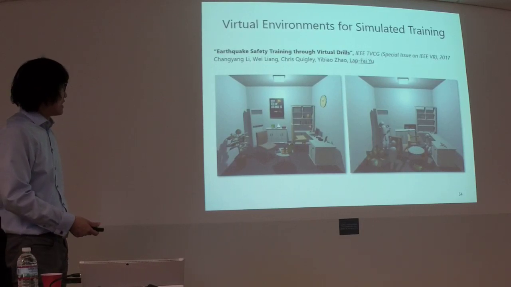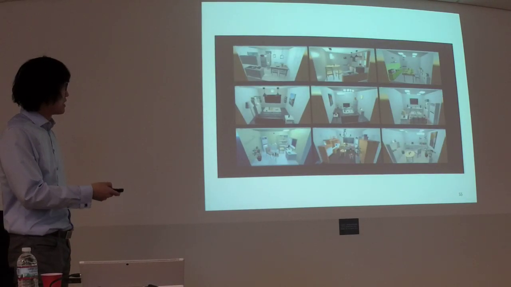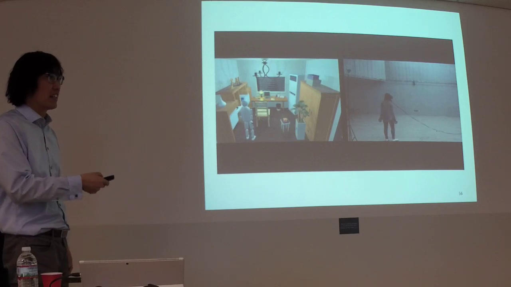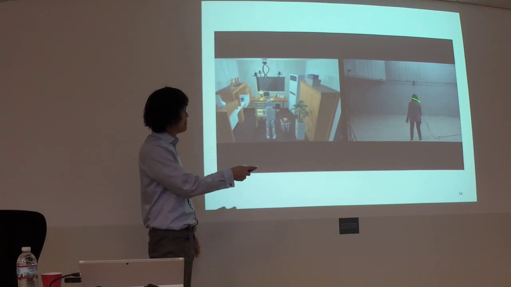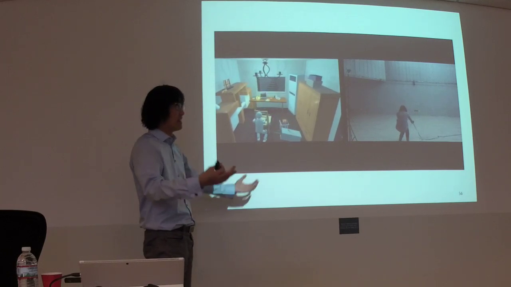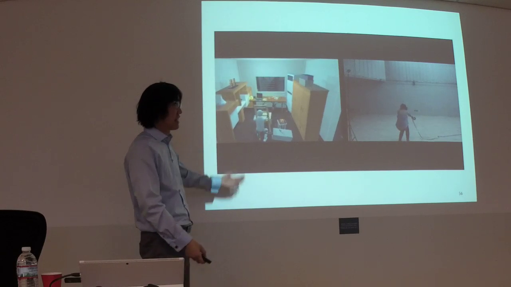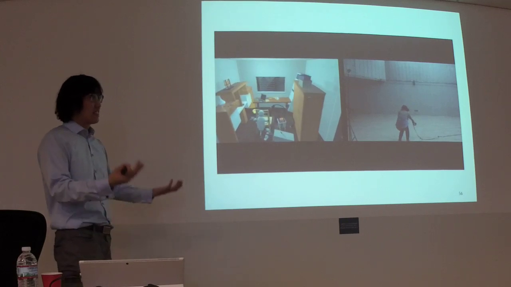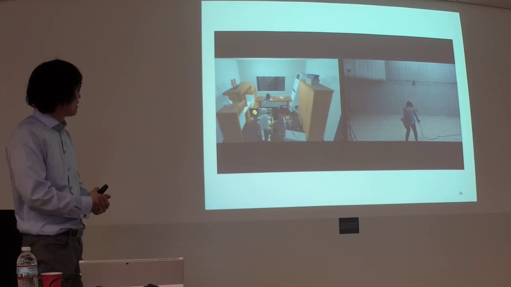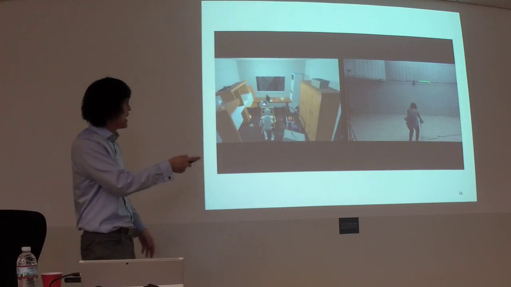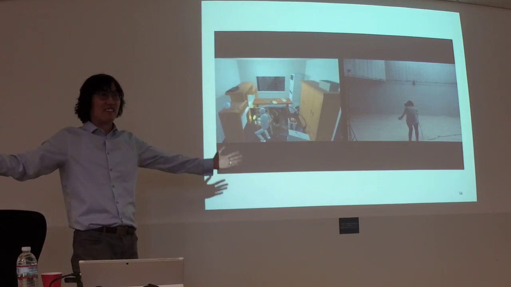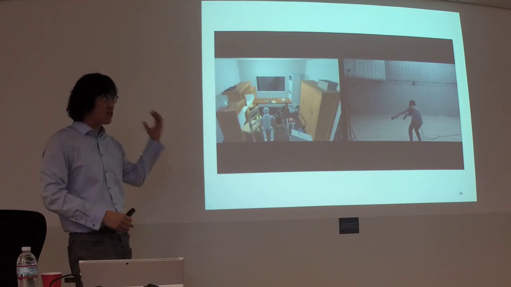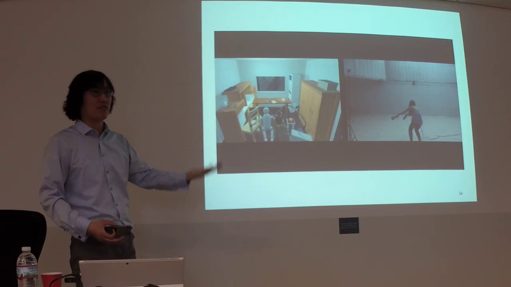We also use these kinds of virtual environments to do training. For example, earthquake training. We can generate virtual environments, put humans in, and let the person experience the disaster, for example, an earthquake. We hope that through this experience, the person can learn some skills to protect himself or herself. You can also track the person's experience during the VR simulation. For example, if she is really not good at doing something, we may generate more events of that sort so as to improve her skill.